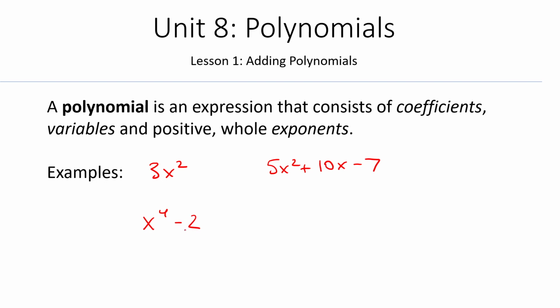If we have things that are not whole numbers, for instance, x to the 1/2 power, that would not be a polynomial. Also, if we have anything with negative exponents, so x to the negative 3, that would not be considered a polynomial.